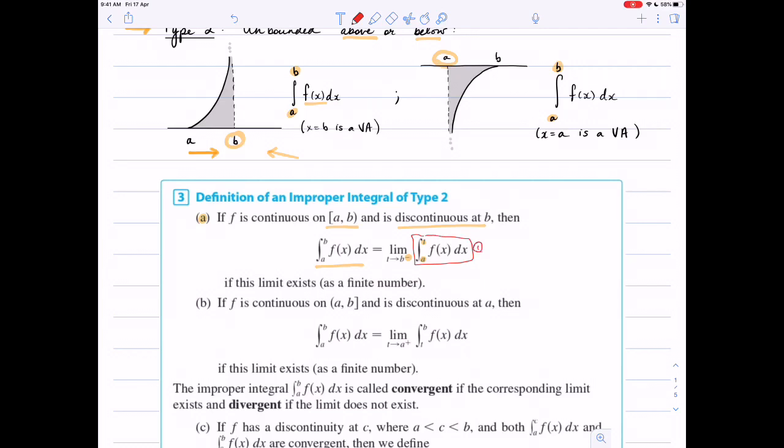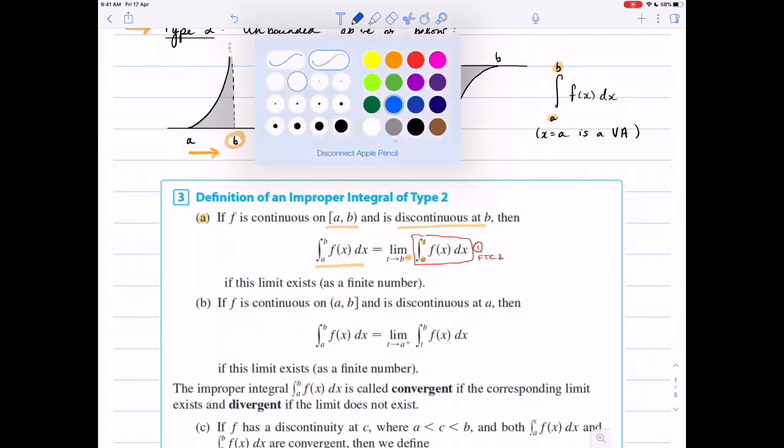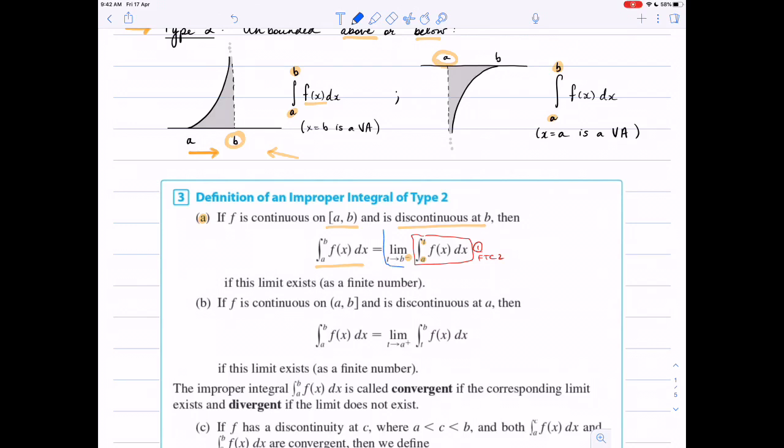So just like in the type 1 case, this is telling us to do a two-step process. It's telling us first to do anti-differentiation and the fundamental theorem of calculus, and second, once we have got that antiderivative, to then take the limit. So it's calculated in exactly the same kind of two-step process as a type 1 improper integral.